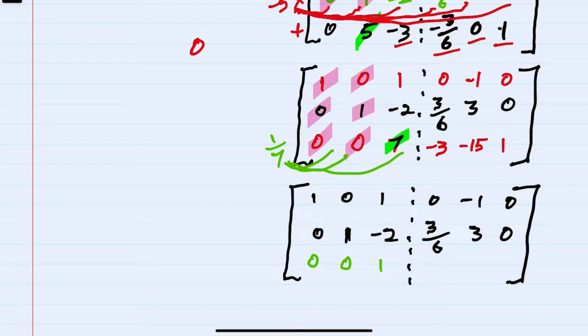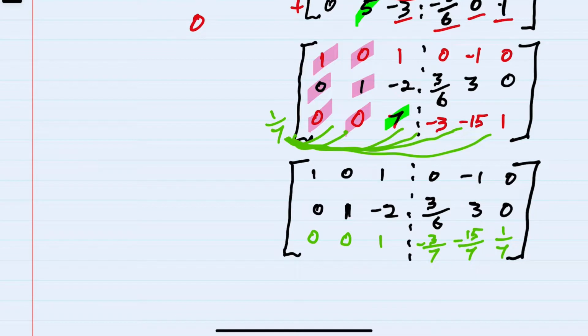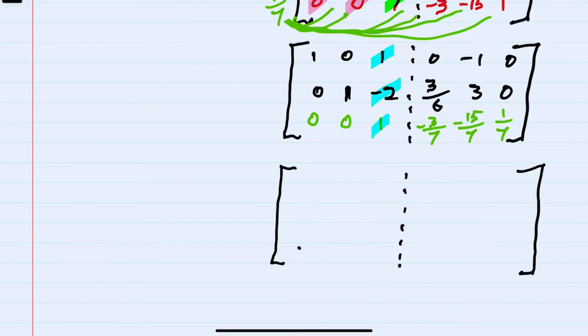Continuing the multiplication, 1/7 times negative 3 is a negative 3/7. 1/7 times negative 15 is a negative 15/7. And 1/7 times 1 is 1/7. And then the last thing that I need to do to turn this left-hand side into the identity matrix is I need to zero out these two values. And I'll do that by using the third row that I now have a 1 in that position for. So our bottom row looks good as it is.